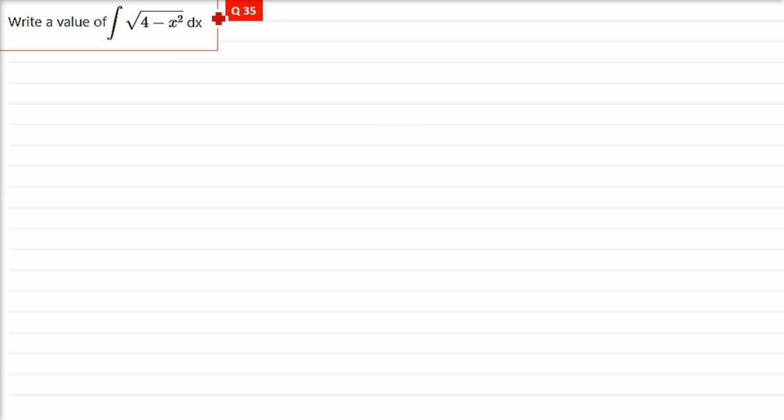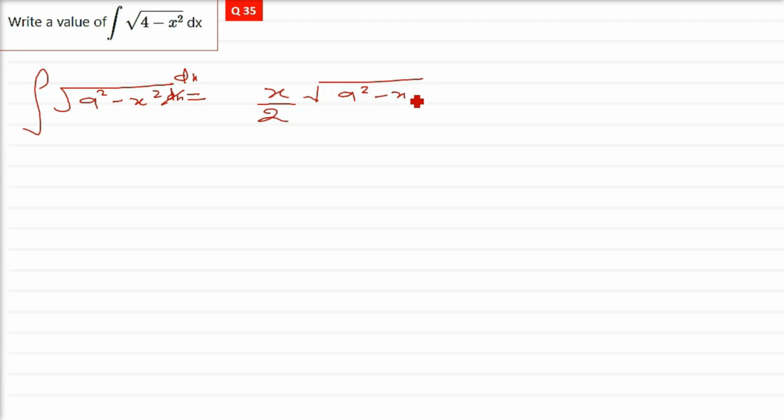Now we are using a certain direct formula here, integration of root of 4 minus x square. So this is under root a square minus x square if we integrate. So I am actually integrating this with respect to dx. Dx is outside the under root. Now when we integrate this, we are going to get x by 2 under root a square minus x square, and then we have a square by 2 sine inverse x by a plus constant of integration.